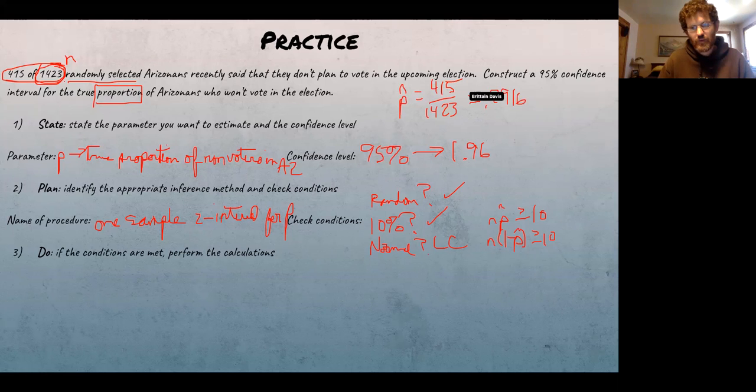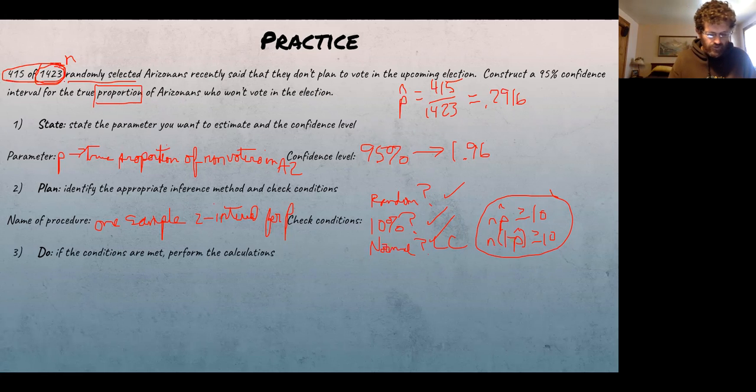Okay. So, I mean, yes, I could go through and do the multiplication here. I'm being a little bit lazy right now. It's going to be over 10. I think you guys can all see that. So we're good with large counts. This is normal. So now we can use normal CDF. And we're not using normal CDF for this calculation, but for others we would. All right, so now we're going to do the calculations.